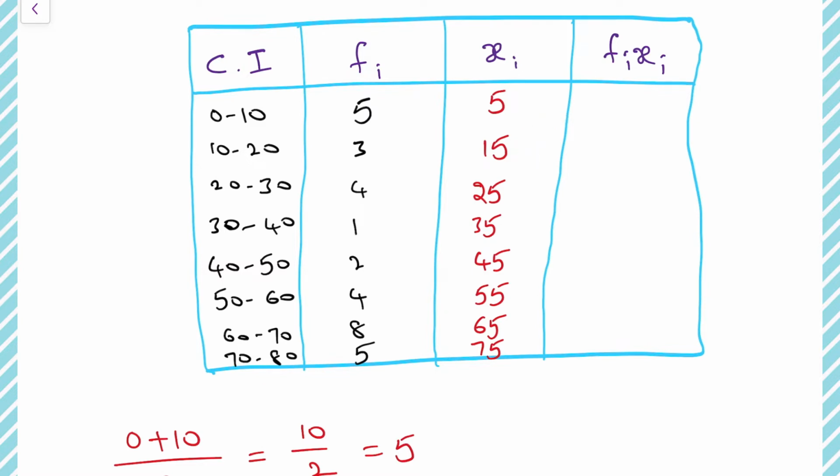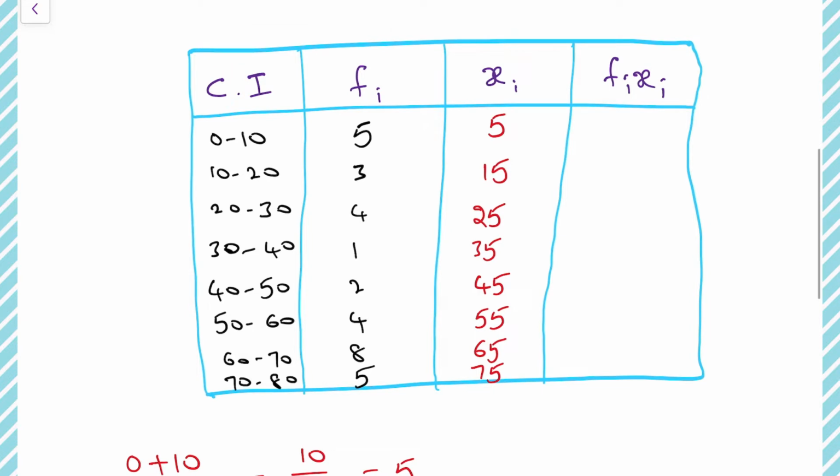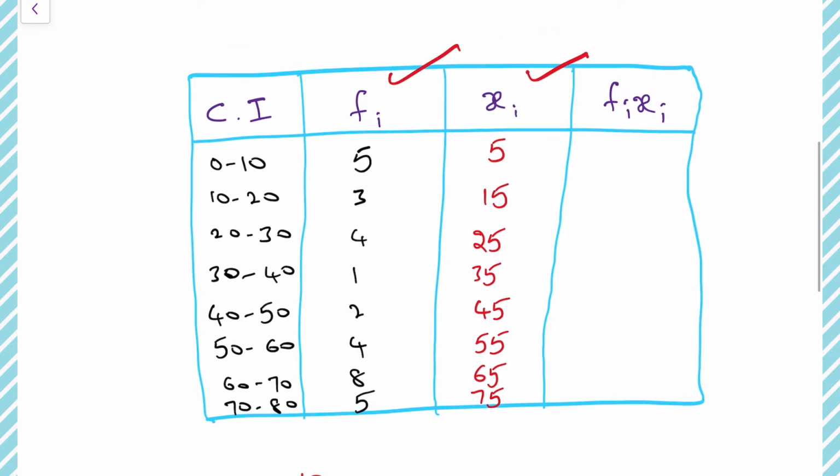Then coming to the last column, that is fi xi. fi xi is not a big thing. Just fi, this second column, and xi, third column. Those two columns' numbers we need to multiply. That much only. Let us see now once.